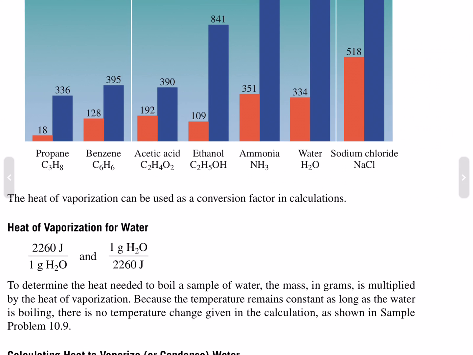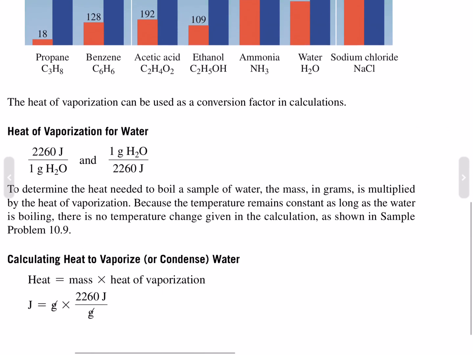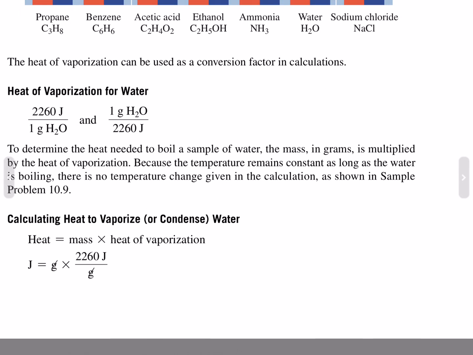To determine the heat needed to boil a sample of water, the mass in grams is multiplied by the heat of vaporization. Because the temperature remains constant as long as the water is boiling, there is no temperature change given in the calculation, as shown in sample problem 10.9. Calculating the heat to vaporize or condense water: heat equals mass times the heat of vaporization. Joules equals grams times 2,260 joules per gram, and grams cancel.